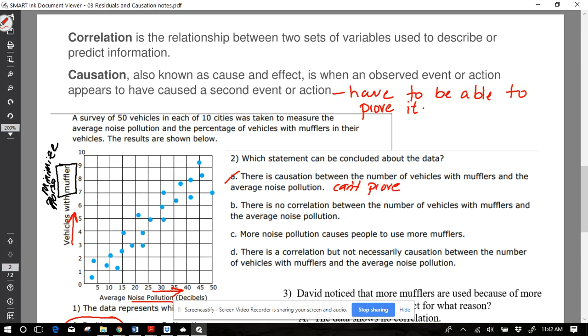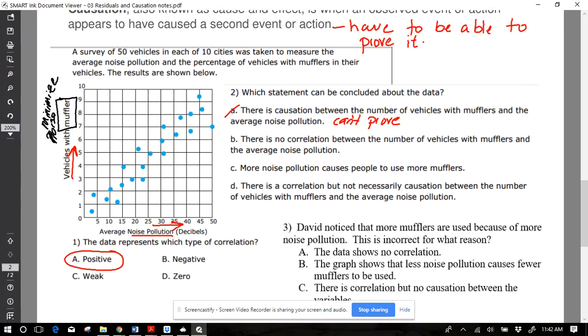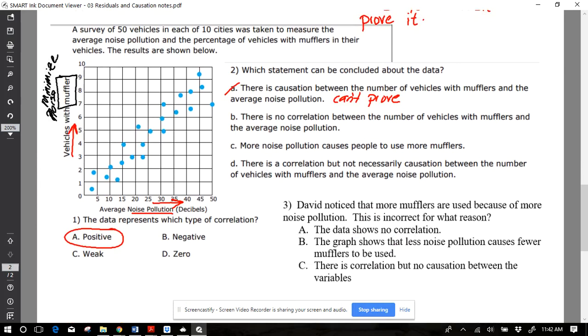Okay, let's look at B. There is no correlation between the number of vehicles with mufflers and the average noise pollution. Well, if we look at our answer from number 1, before we knew what we were really doing with the causation, I asked you what type of correlation it is. And you told me it was positive, and it definitely is demonstrating a positive correlation. So that is just simply not true. Yes, there is a correlation. So not B either.